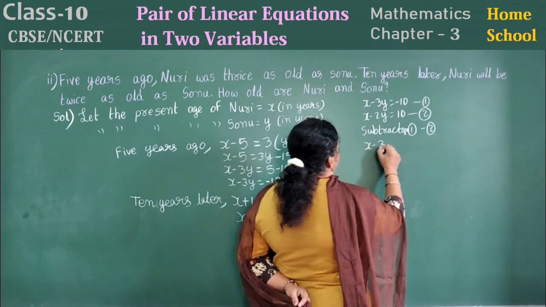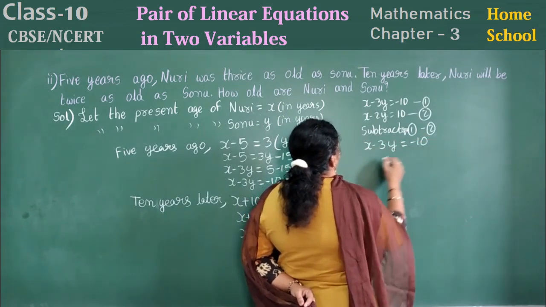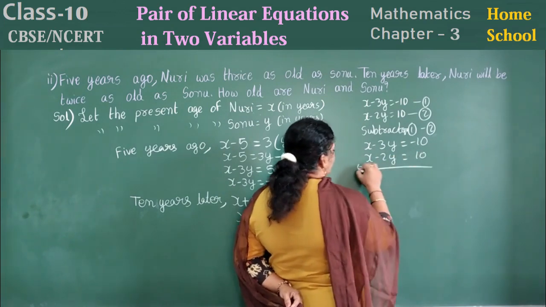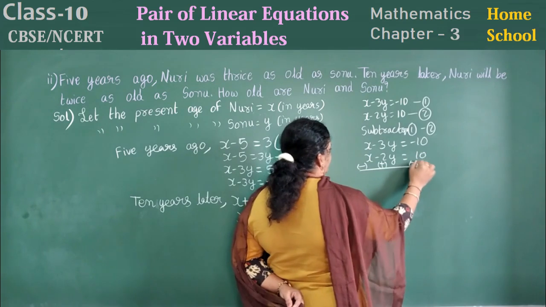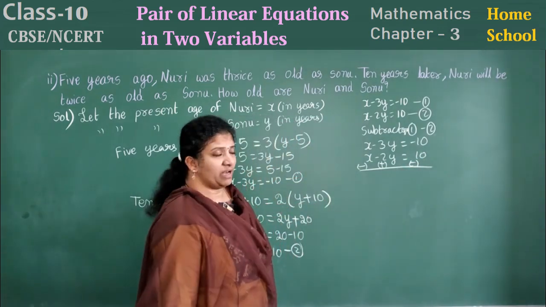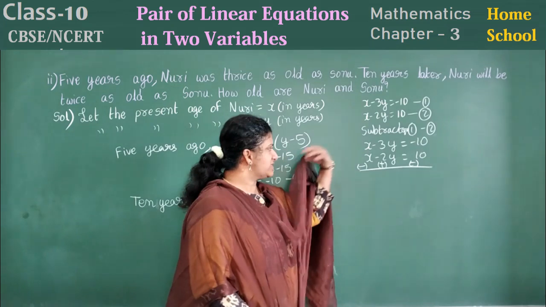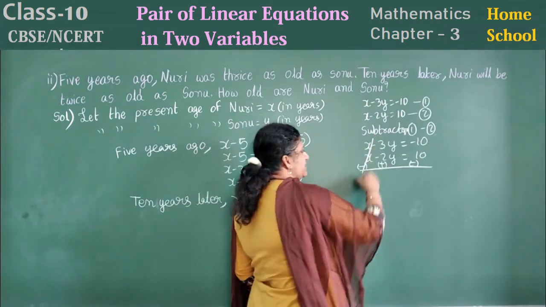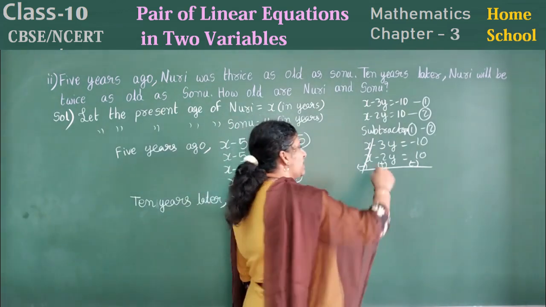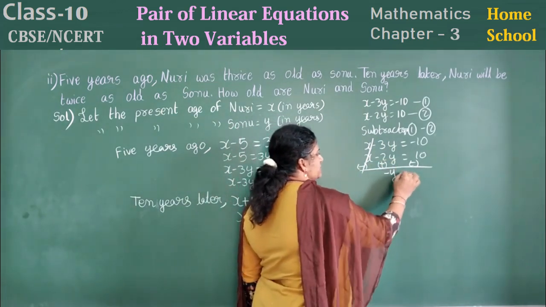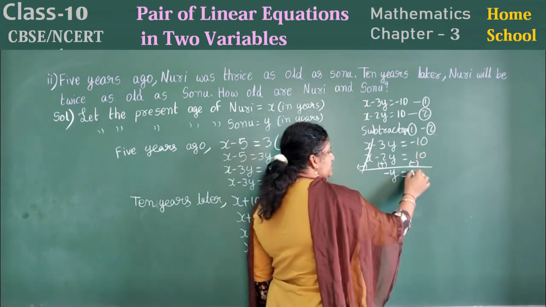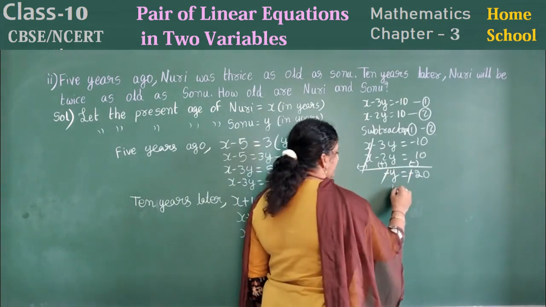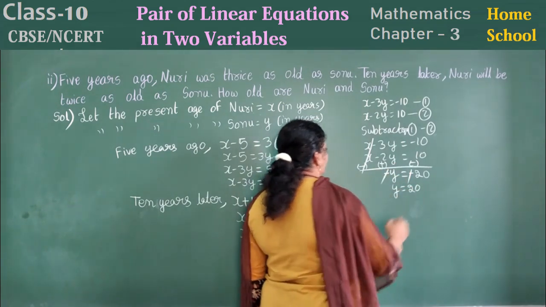That is x minus 3y equals minus 10, and x minus 2y is equal to 10. When you are subtracting, your sign will be changed. Right? Keep a negative sign and multiply, or whatever sign you have, opposite sign you can write while you are subtracting. x minus x will be cancelled. Minus 3y plus 2y will be minus y. Minus 10 minus 10, minus 20. This minus minus will be cancelled. y is equal to 20.